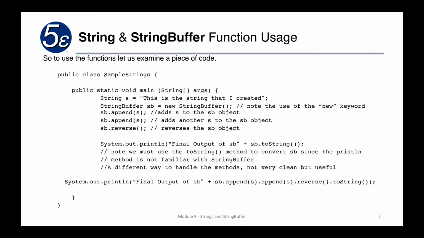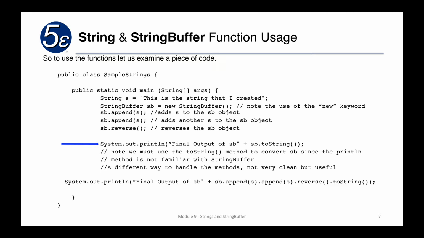Here's our main function. I have String s equals "this is the string that I created." Now note, with StringBuffer, I'm creating a variable sb of type StringBuffer, and for this one I have to use the same thing that we'd been using before for creating objects. So I must use the new keyword to create the new StringBuffer. I can then use the functions associated with it: sb.append(s), so it will append this string to the sb object. Then I will do it again to add another one. And then I will reverse that sb object so that it will reverse the sequence of characters. And then I have my final output.